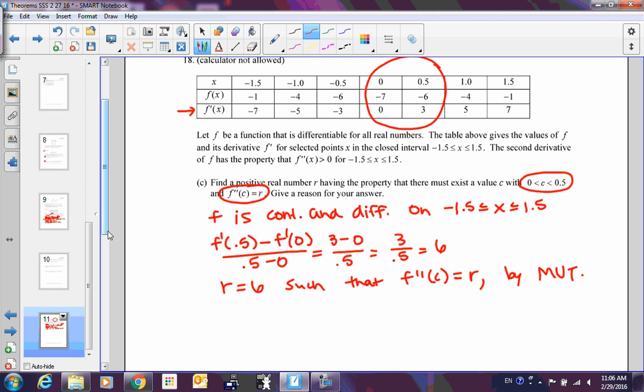So all the ones that I didn't do, and we only skipped 14, you need to do those and get those turned back into me.